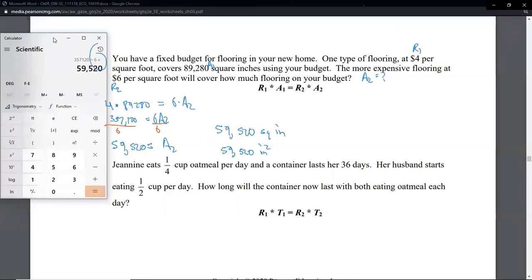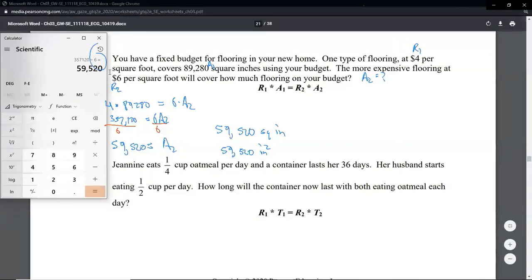Janine buys a box of cereal. She eats oatmeal. Oatmeal cereal, same thing, right? And she's eating 1/4 cup of oatmeal per day, not a lot, and it ends up lasting her 36 days. All right, so box 1 of oatmeal finishes. Janine or husband goes to the store, maybe together, maybe separate, doesn't matter. And he or she buys more oatmeal. But the husband goes, I'm going to get on this oatmeal train. So it's not just Janine eating oatmeal, it's Janine and the husband eating the oatmeal. And they say, how long will the container now last?